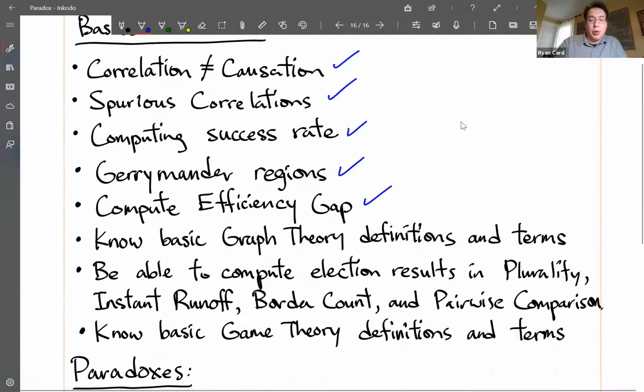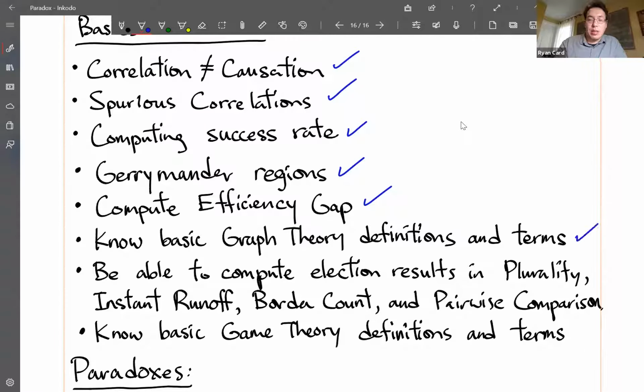You should also know some basic graph theory definitions and terms, like the number of incidences to each vertex is the number of edges coming out of it, and what we mean by distance between two vertices in a graph. And you should know some basic results of graph theory that were discussed in that worksheet and the video.